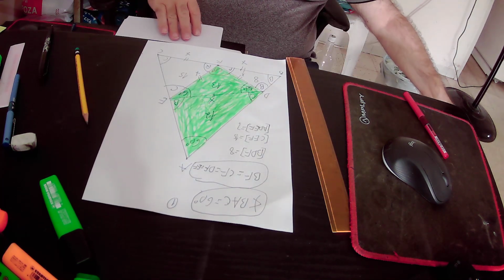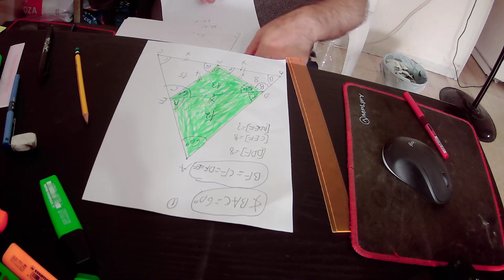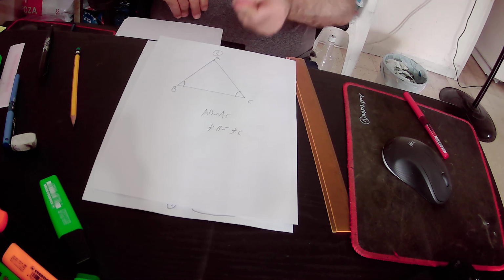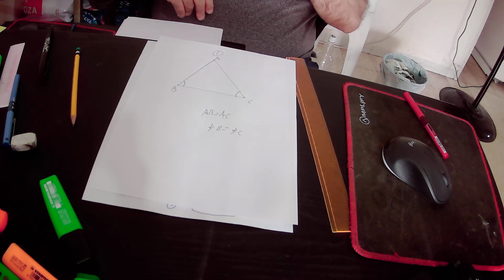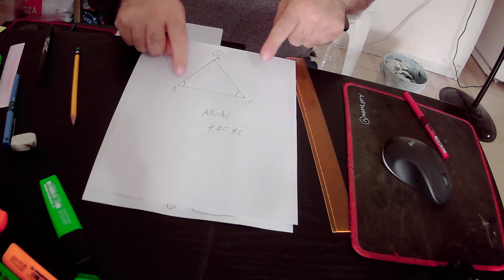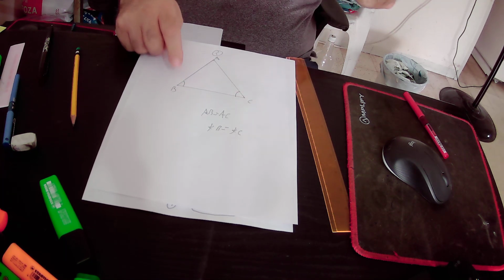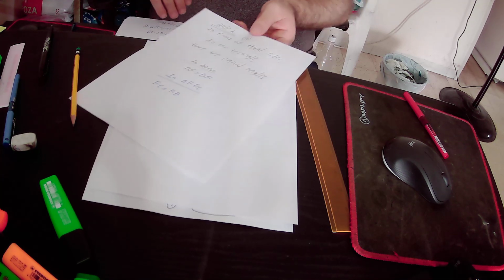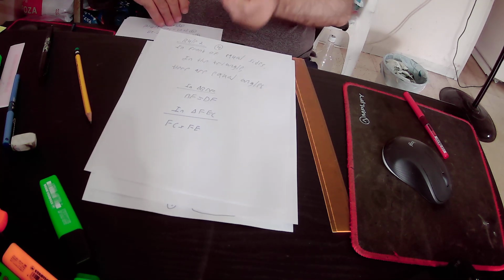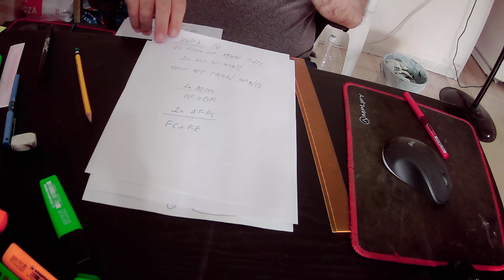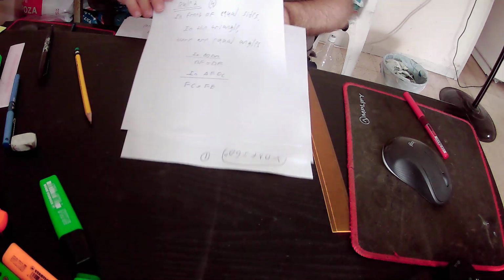Then we have rule number 2, which states that in front of equal sides in a triangle there are equal angles. So if AB equals AC, then angle B also equals angle C. Again, rule number 2 states that in front of equal sides in a triangle there are equal angles.